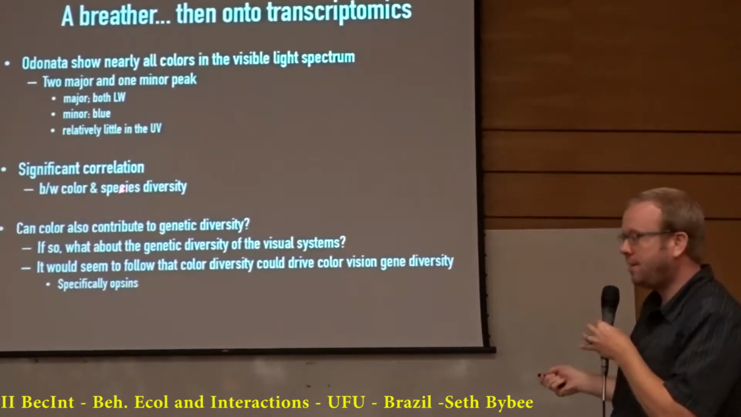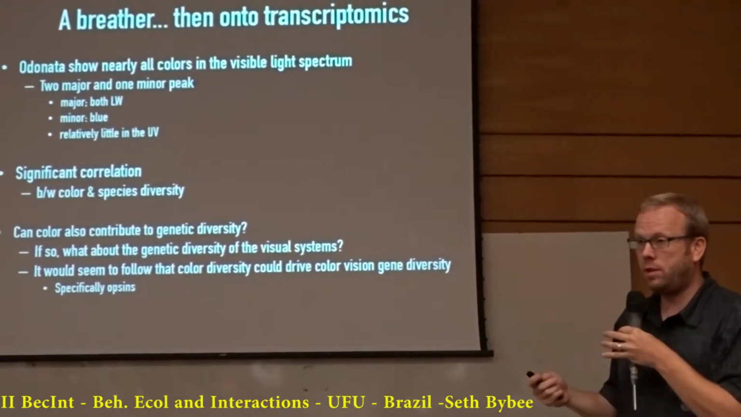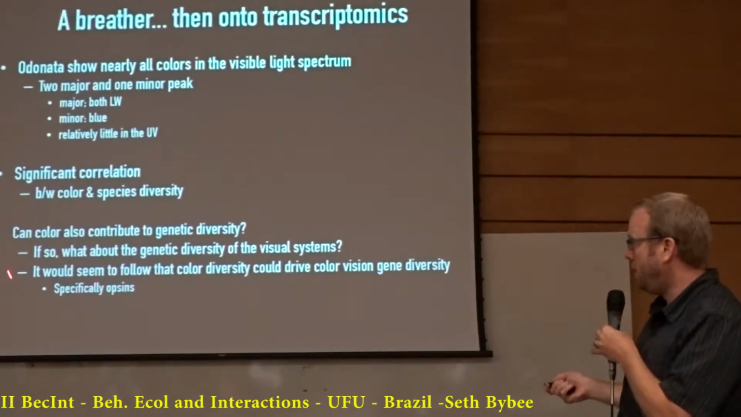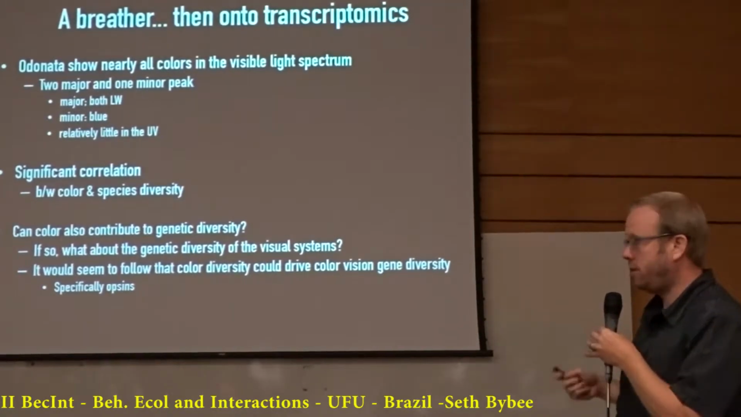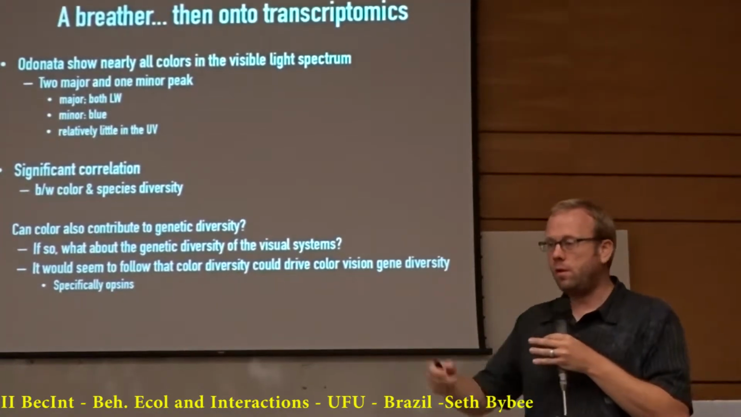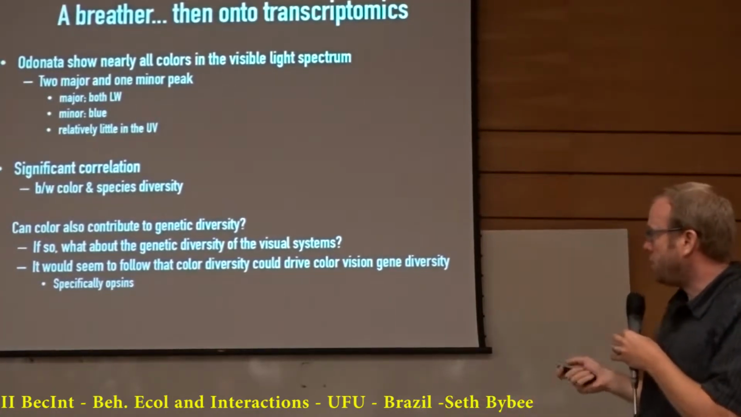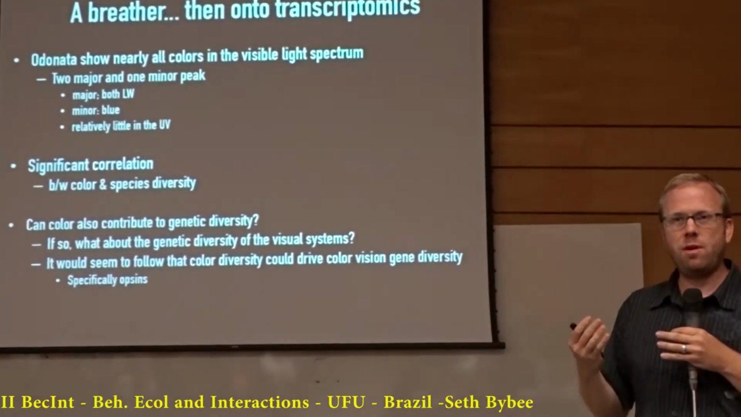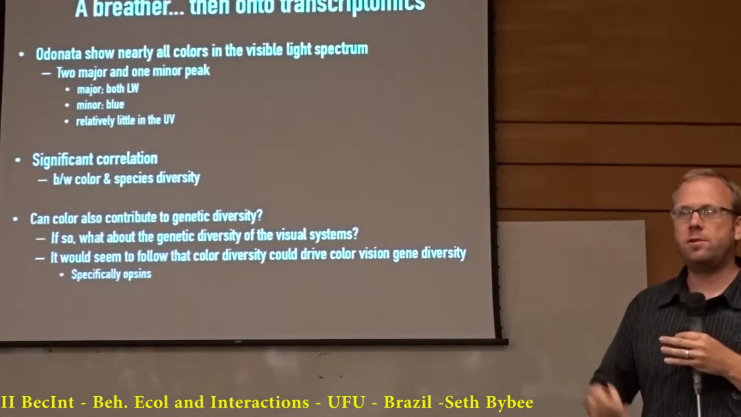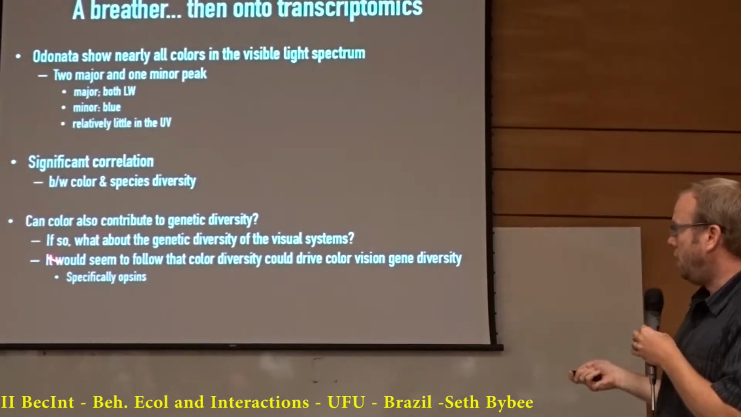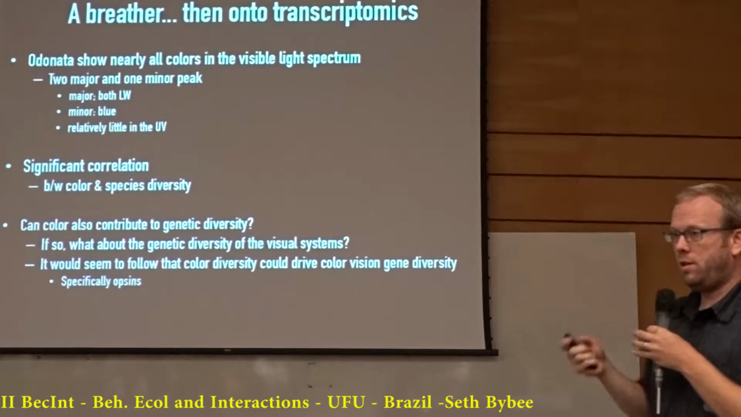There appears to be a highly significant correlation between diversity and coloration. And then this allows us to ask these other questions, right? Now that we've kind of established that, we can move on. Can color also contribute to genetic diversity? So we think it might be driving species diversity, but what about genetics? Okay, if it is, what about the genetic diversity of the visual systems?